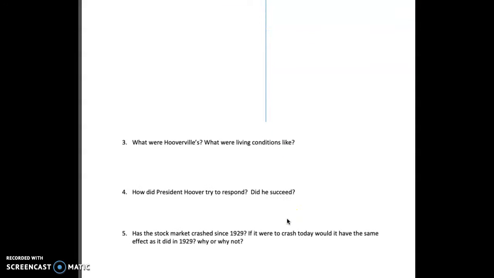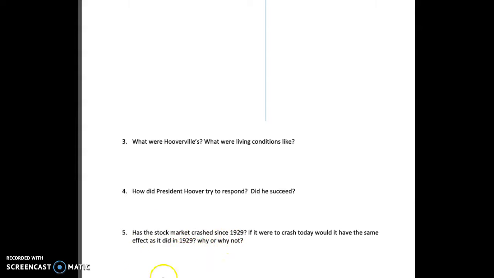And then you're going to describe what Hoovervilles were, and what living conditions were like in Hoovervilles, what the current president, President Hoover, tried to do to fix the economy, and whether he was successful or not. And then have a little bit of a reflection about, has the stock market crashed since 1929? And if it did or would again, is it going to have the same effect as it did in 1929?